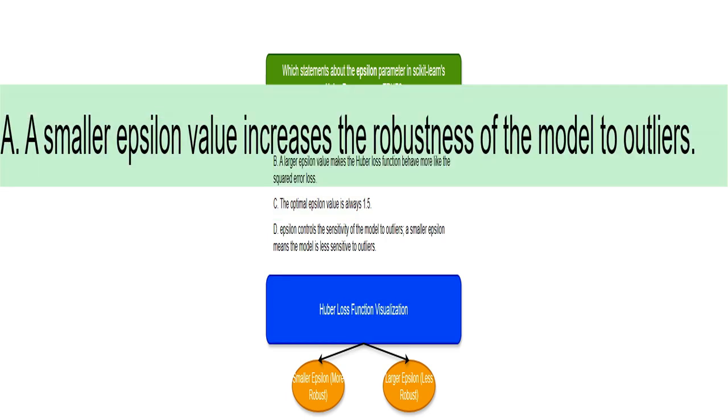Absolutely. A smaller epsilon means the Huber loss will use the absolute error part of its formula more often. This makes it less sensitive to large errors, the errors caused by outliers. This behavior makes the model more robust to outliers.